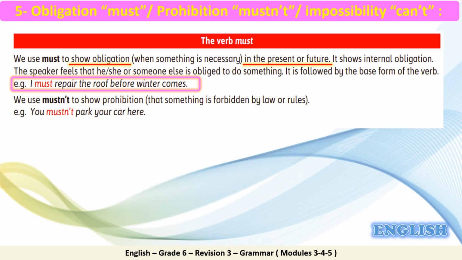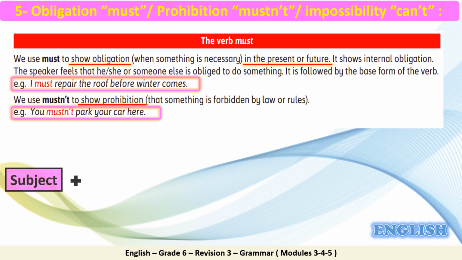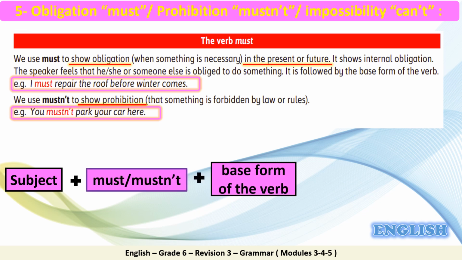Example number 2, we use mustn't to show prohibition, that something is forbidden by law or rules. For example, you mustn't park your car here, otherwise you will be punished or you will get a fee. So it is forbidden by law to park here. So the rule of the obligation, we have subject plus must or mustn't plus base form of the verb, and of course when we say base form of the verb, there is no suffix in the verb.